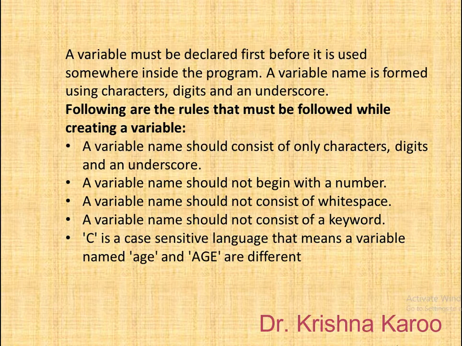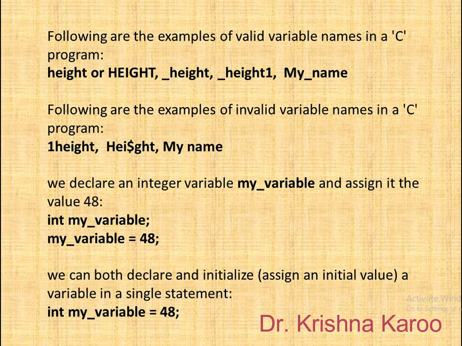C is a case sensitive language, as we all know, and that means for variable names, age, that is small age, and capital age should be different variables. So there are some valid variable names, showing how to create the variables with the rules that we have followed. Means small height and capital height, height with starting underscore, height1, and my_name, where we have to use the underscore sign in between the two words. So these are valid variable names.